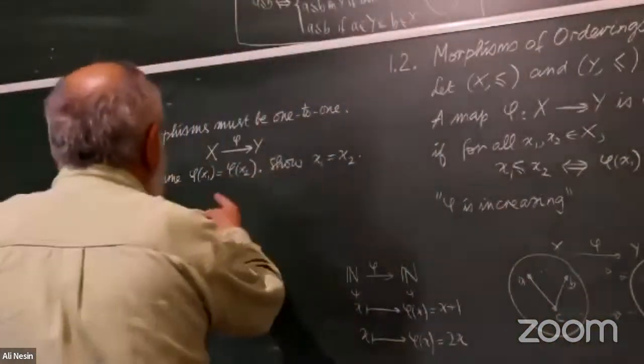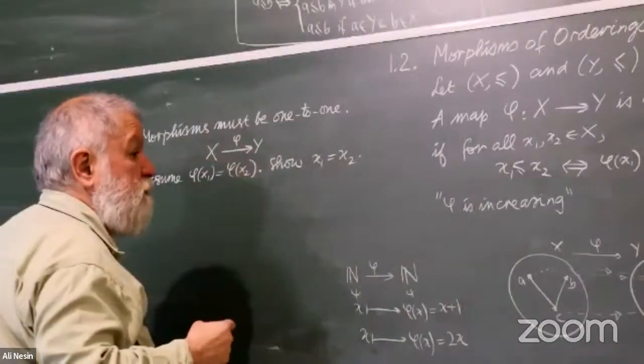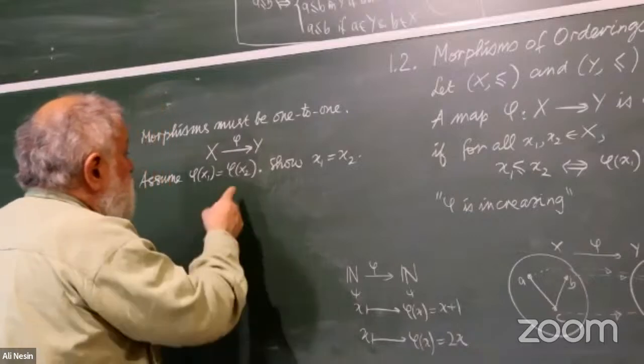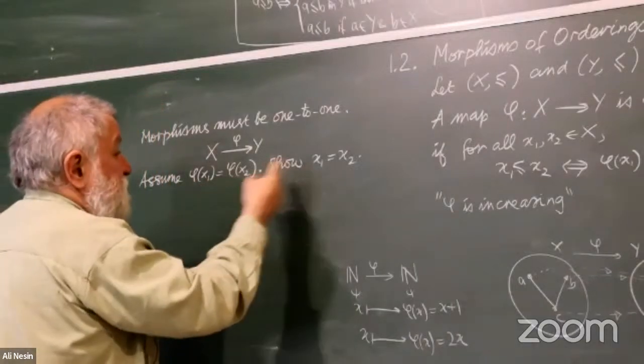X1 plus 1 equals x2 plus 1, then what? Why should it be plus one? I don't understand. There's no plus one here. X and Y are just any partially ordered sets. These are not numbers necessarily, x1, x2. They may be subsets.